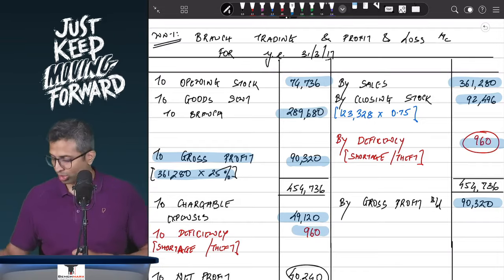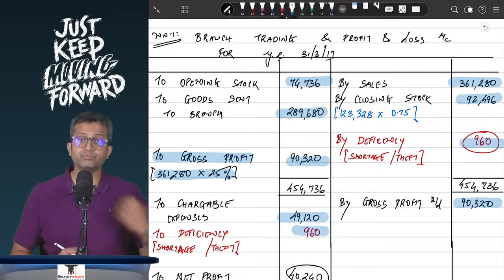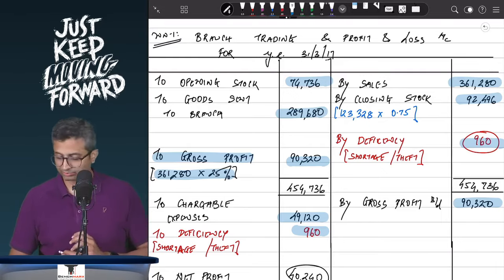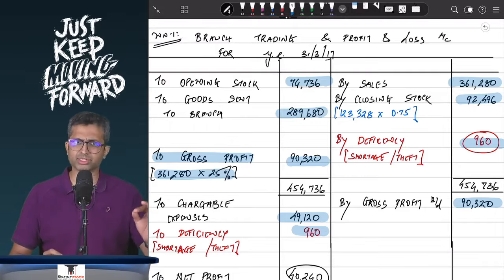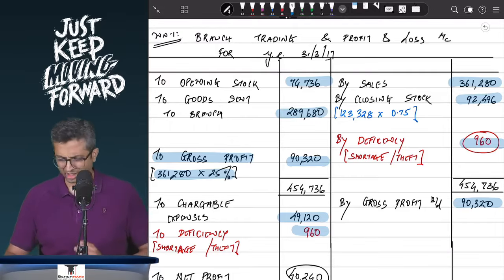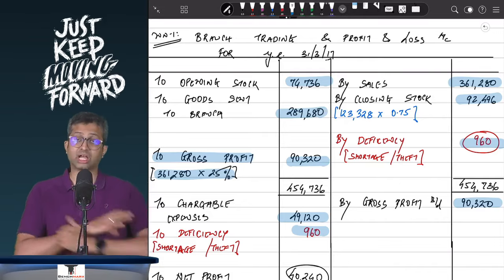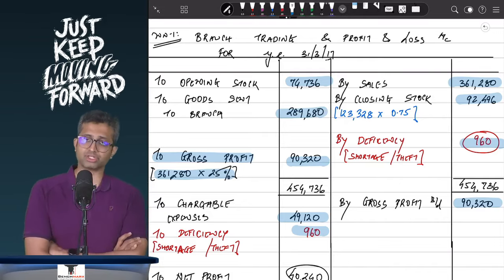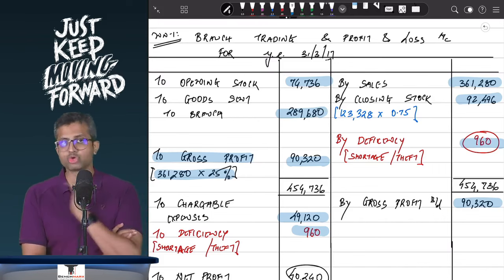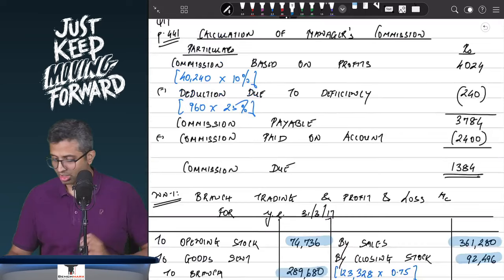Now what you are left over with is 90,320 minus 49,120 minus 960. This is 42,160. On this there will be a commission. This is charged at 10%, or I think 10% here, yes, into 10%. This is 4216. However, from this, whatever is a deficiency, you are penalizing the manager. 25% of the deficiency will be deducted.